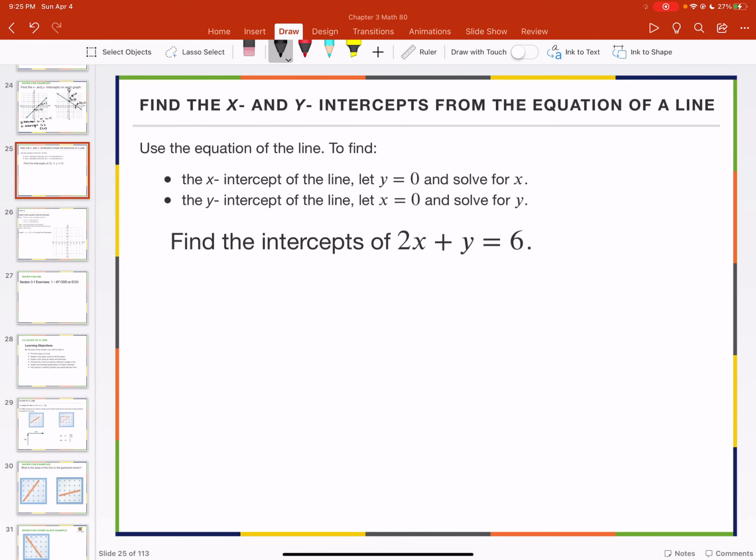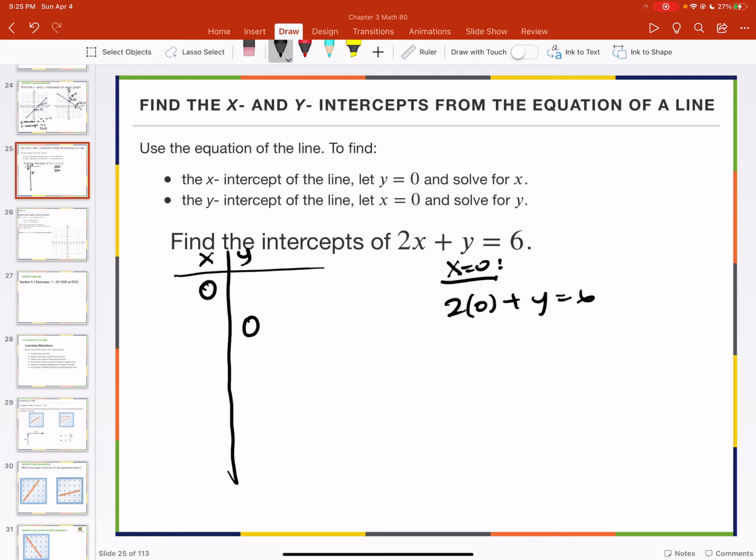So what if we didn't have the graph and we wanted to find the x and y-intercepts? Never you mind or fear, because what we do is we create a table, we let x equal 0, and we let y equal 0. I'm going to show the work to the side. I want to find the y-intercept, so I let x equal 0. If x equals 0, I get 2 times 0 plus y is equal to 6. This becomes 0, so you just get y is equal to 6. So I'm going to write that there. Then I'm going to let y equal 0 to find the x-intercept.